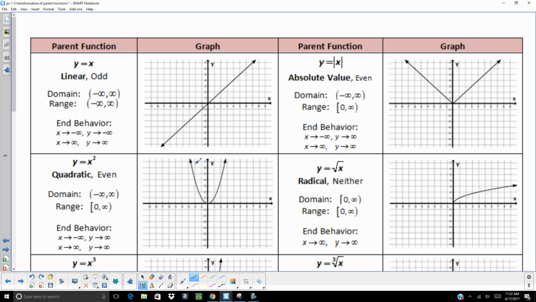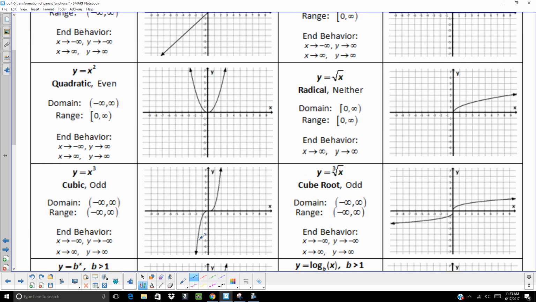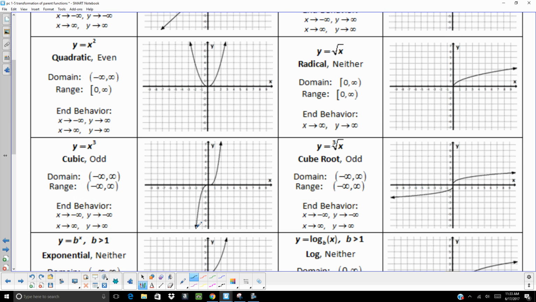Same thing with y equals x squared. You should know that that is U-shaped. Y equals the square root of x. It's going to start at 0, 0 and go sideways. Cubic, and behavior: left-hand side down, right-hand side up. Cube root of x.